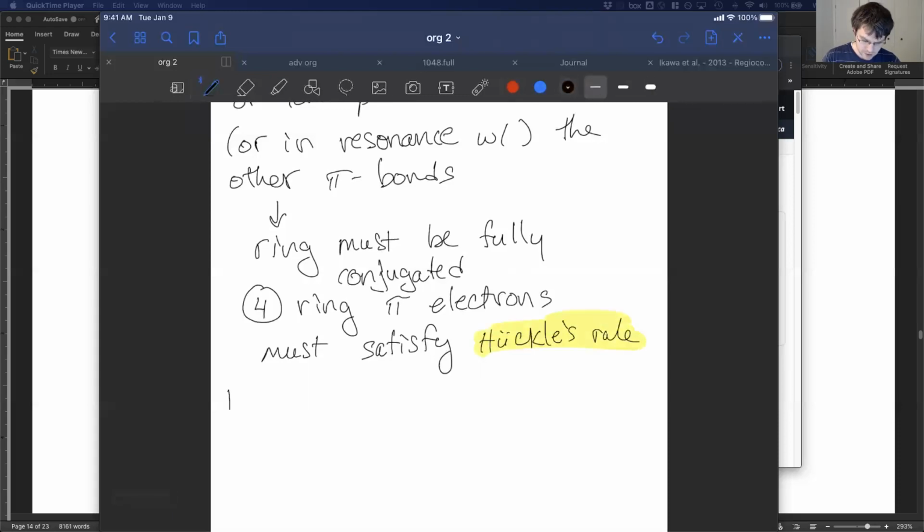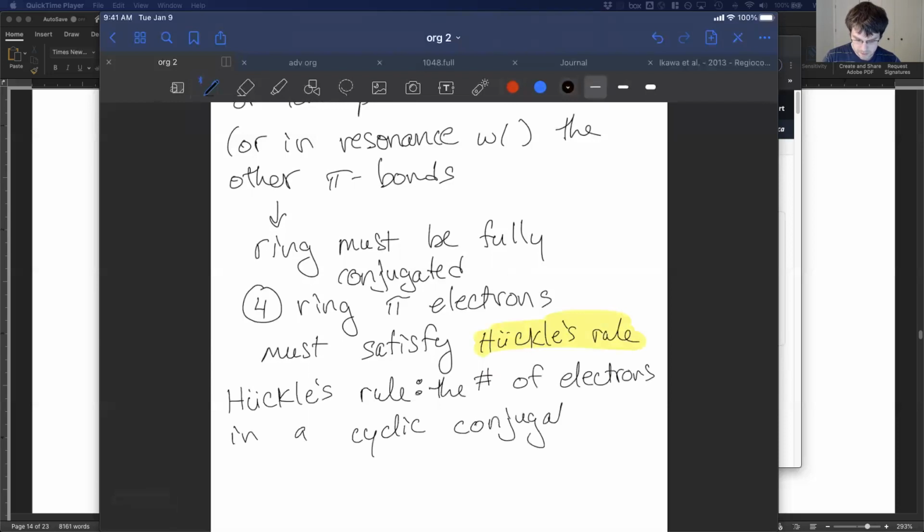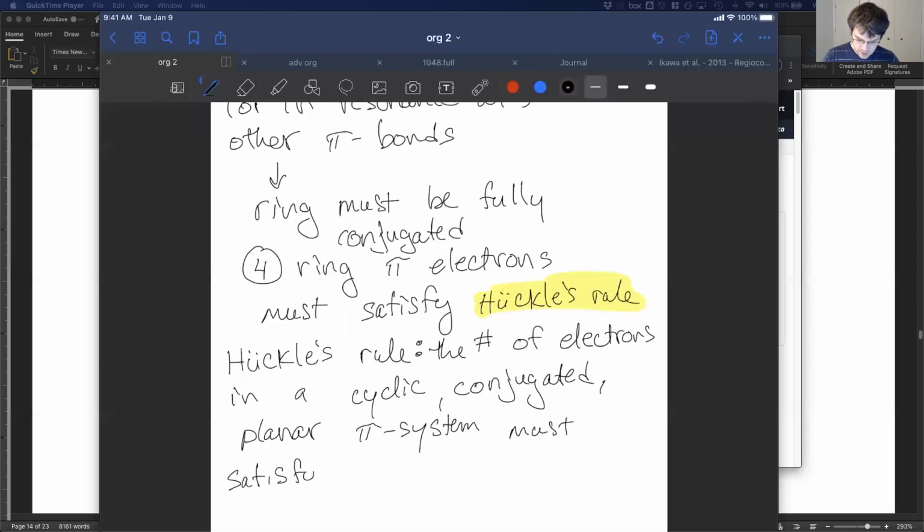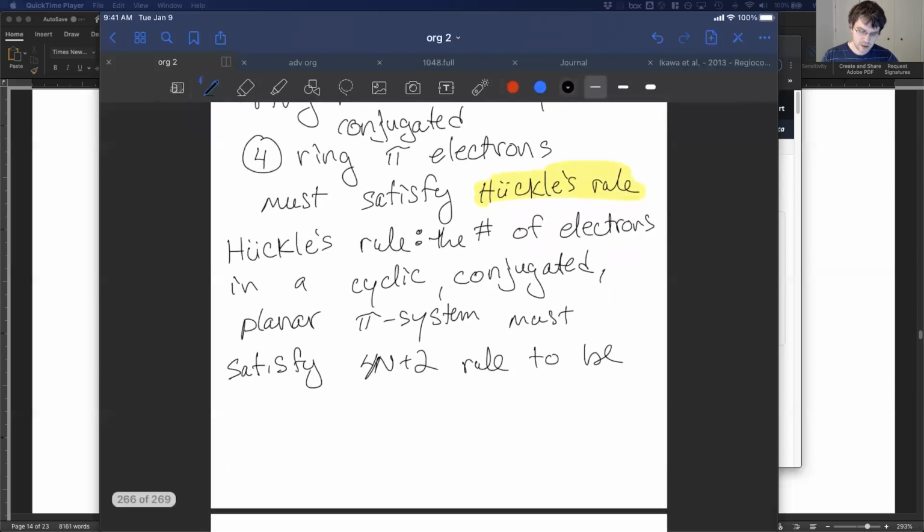So Huckel's rule relies on an equation. Huckel's rule says that the number of electrons in a cyclic, conjugated, and planar pi system must satisfy the 4n plus 2 rule to be aromatic. So for the ring that's planar and conjugated, to be aromatic, we must satisfy the 4n plus 2 rule, or the 4n plus 2 equation.